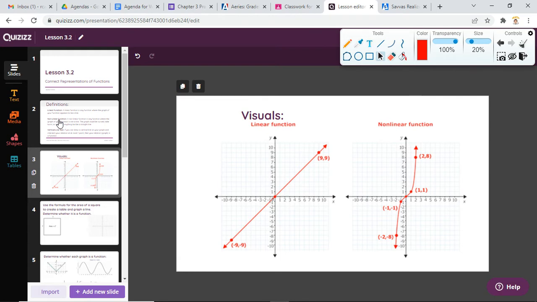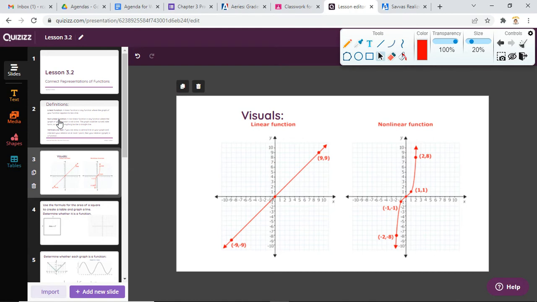I wanted to show you some visuals of a linear and a nonlinear function. So on the left right here, we have a linear function. And the reason's simple, because it's a straight line, right? There's no curves, there's no edges, no sharp turns, no all of a sudden it's dipping down or something. It's just a very simple straight line. So that right there is a linear function.